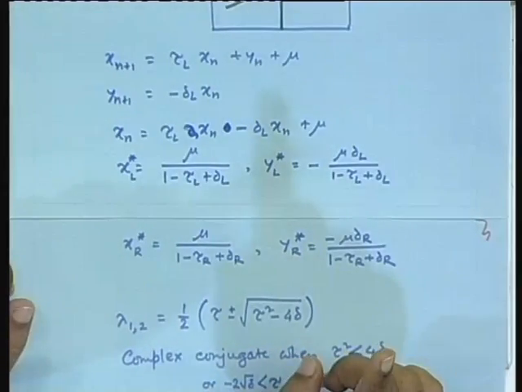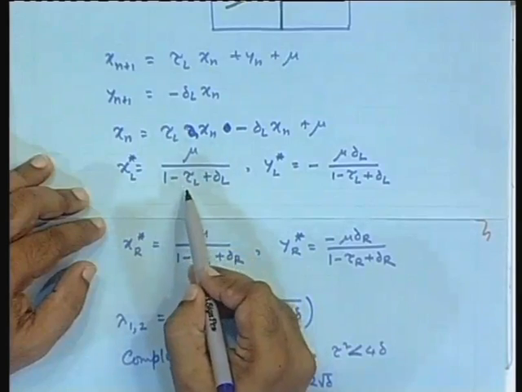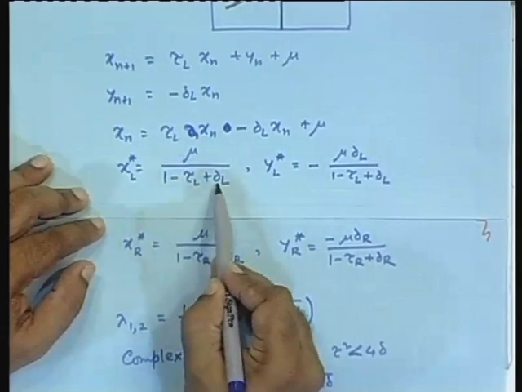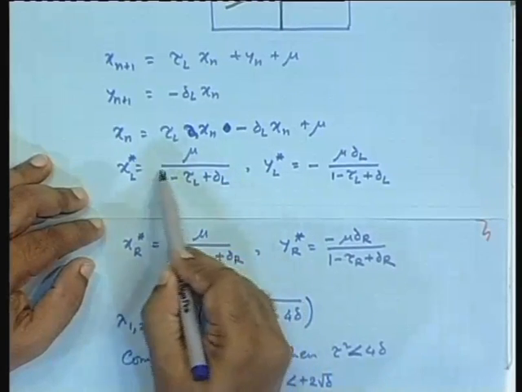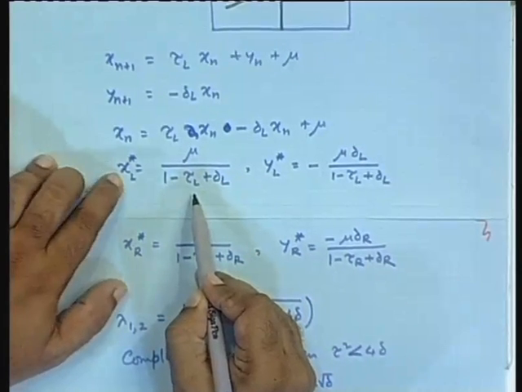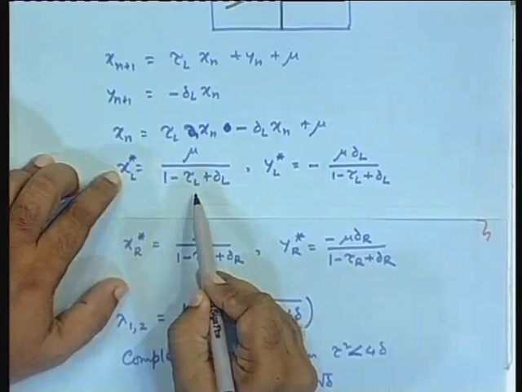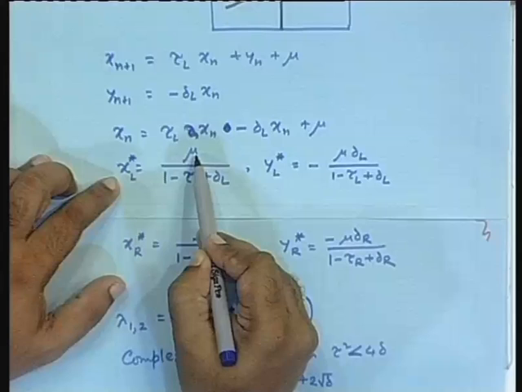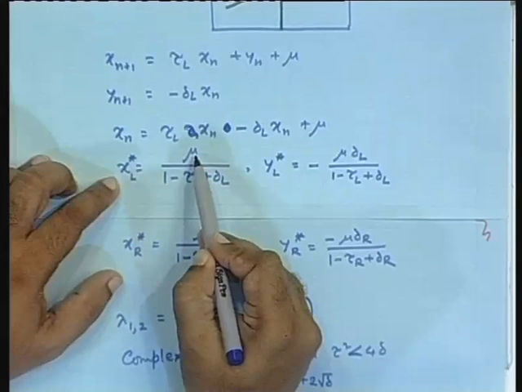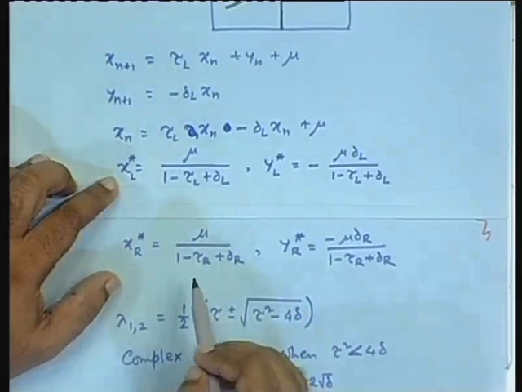Tau L greater than 1 plus delta L means this term is negative. This term is negative means this fixed point, the left fixed point, will exist only if this is positive. Okay. Now let us look at the right fixed point.